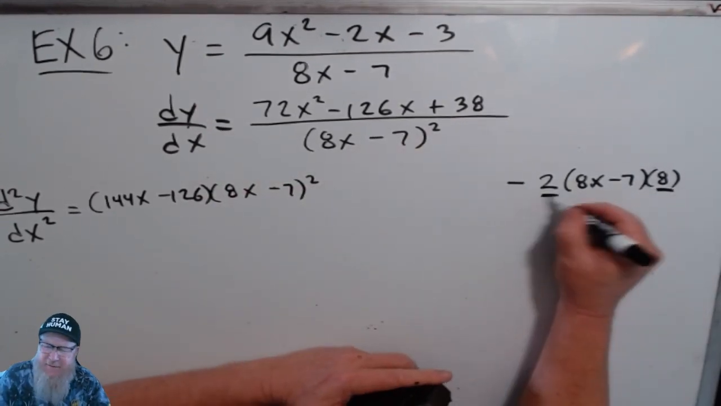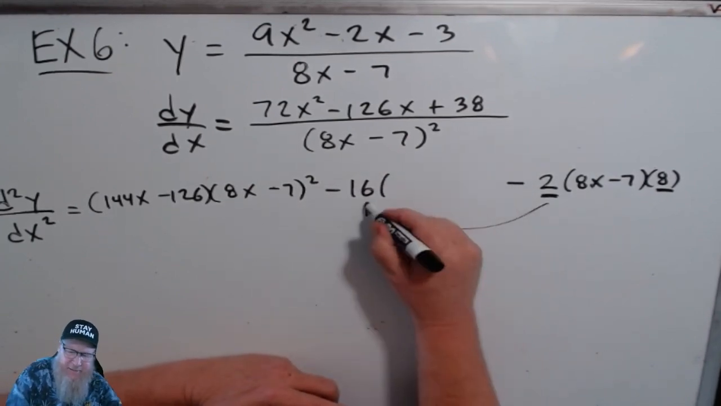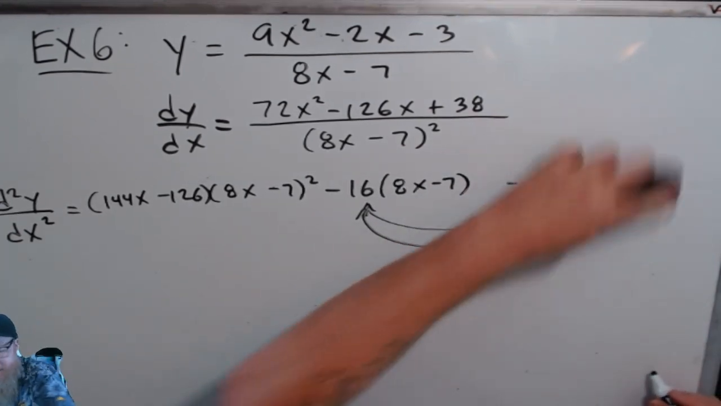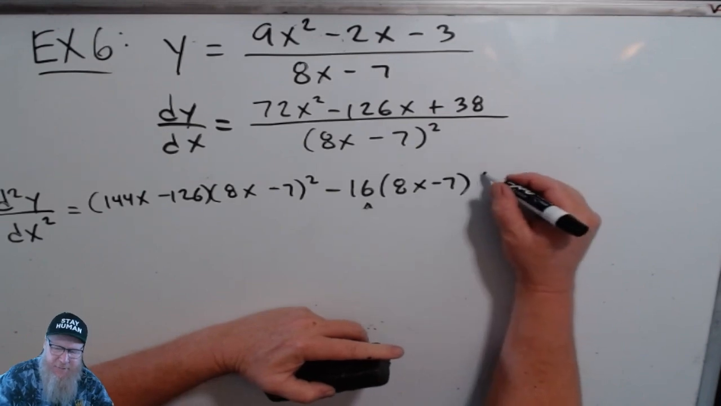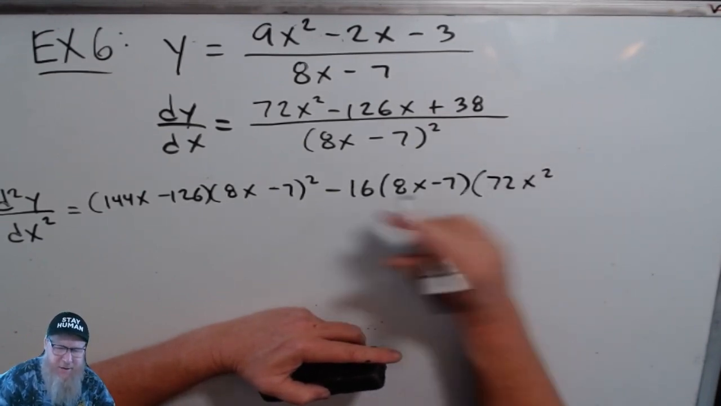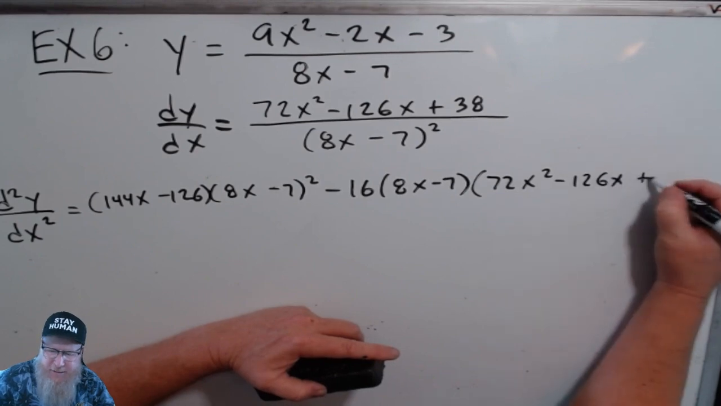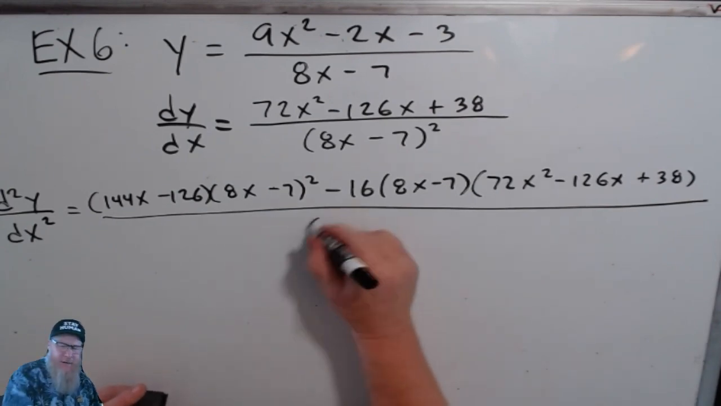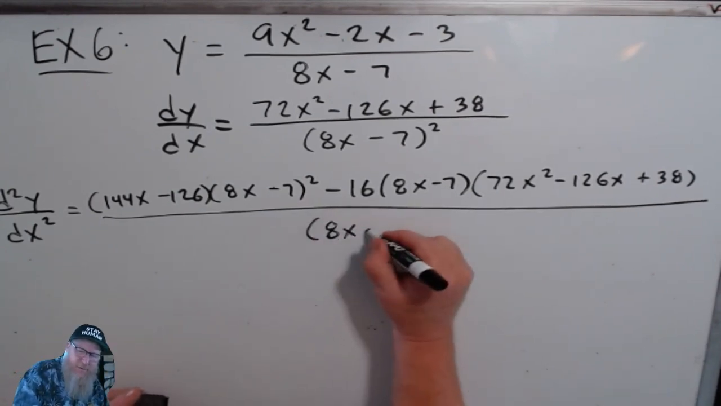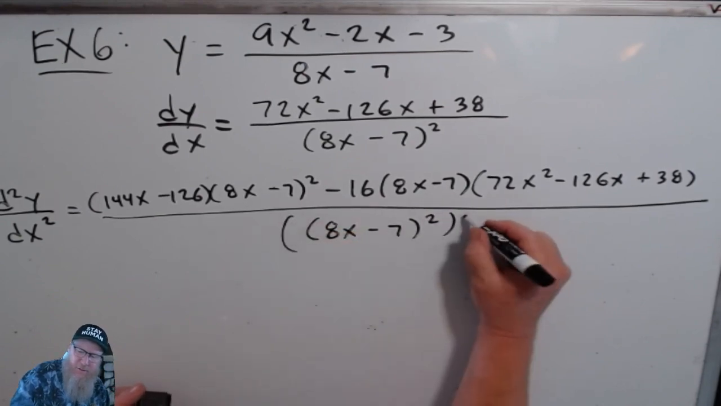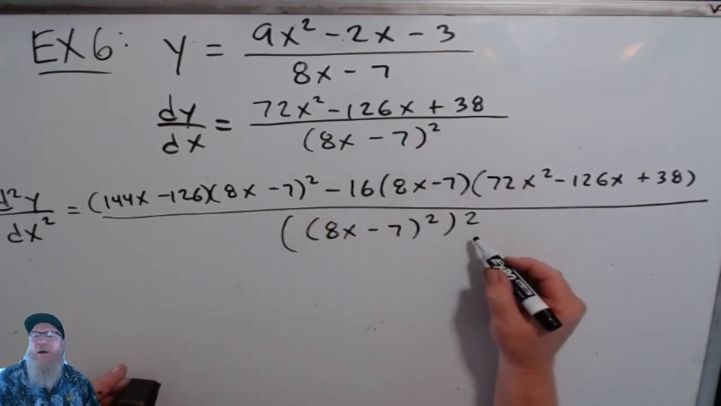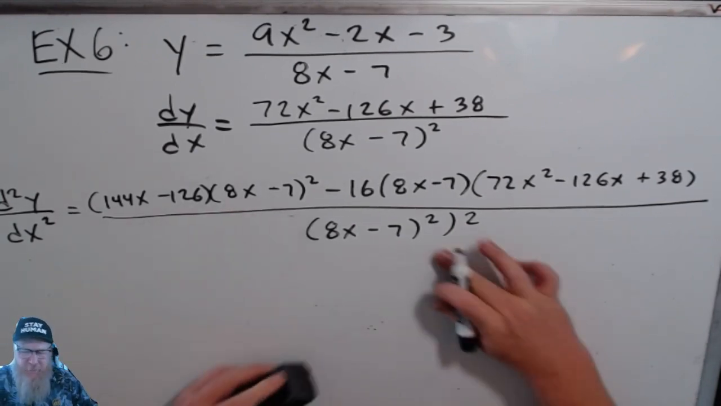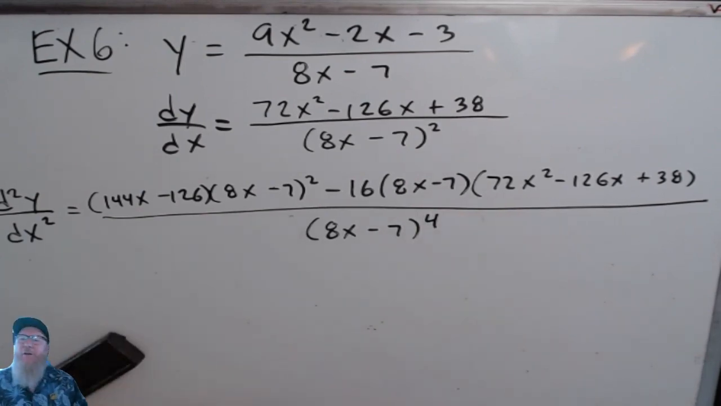So I've got this 8 and this 2. I might as well just write 16. All right. And then I got the top, 72x squared minus 126x plus 38, all over the denominator squared. The denominator is already squared, so I'm squaring the square. So that's going to be a fourth. Trying to save a little bit of room here.